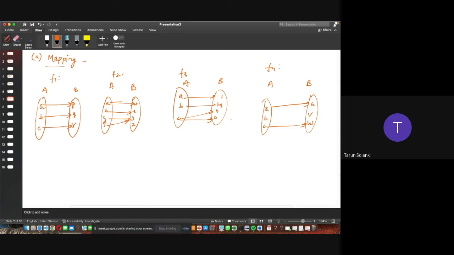Again, I'm repeating the definition. Let a and b be two given sets, and each element a belongs to A is associated with a unique element b belongs to B under a rule of f. So then this relation is a function. Two notes I have given, note a and note b. You can check those and find out the mapping for the functions f1, f2, f3, and f4. Okay, you can make a note of this.